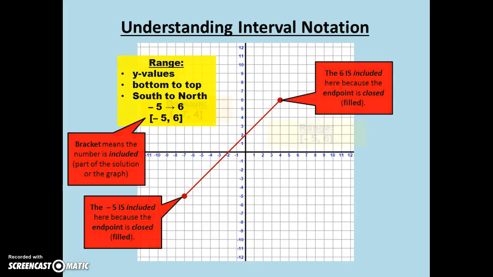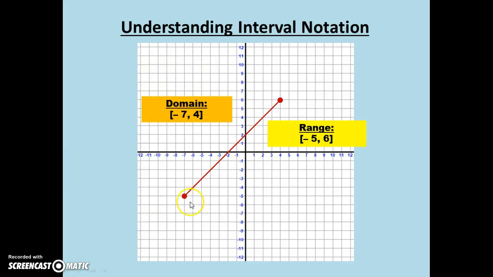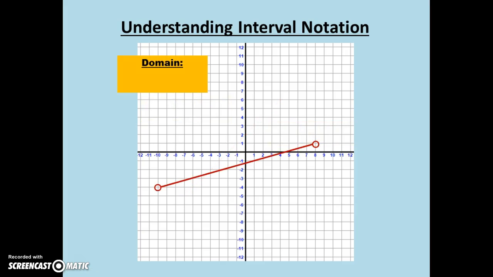So we put that all together. Our domain is from -7 to +4. And our range, bottom to top, is from -5 to +6. Domain, range, all the numbers here are in brackets because both the endpoints are included. Okay, let's look at another example.